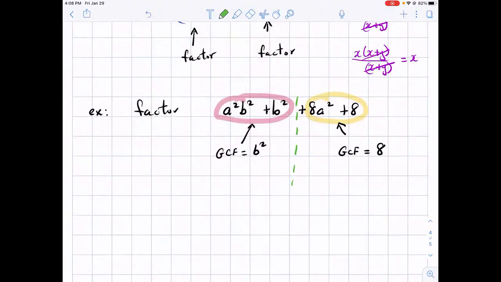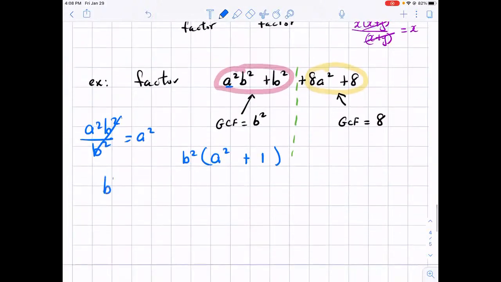So if we take out b squared from the first group, then what will be left is the a squared and then plus 1. So let's see how we got that. Remember what we said. Once we found the GCF, we take the first term, a squared b squared, and divide it by the GCF. This will give me a squared. And then if we do the same thing again, what is b squared divided by the GCF b squared? Anything divided by itself is 1. And that's where I'm getting this 1 from. Okay? Anything divided by itself is 1. It's very common we say it cancels out, but no, anything divided by itself is 1.